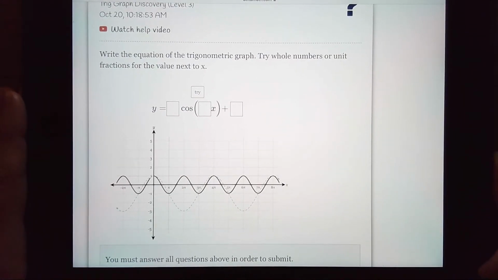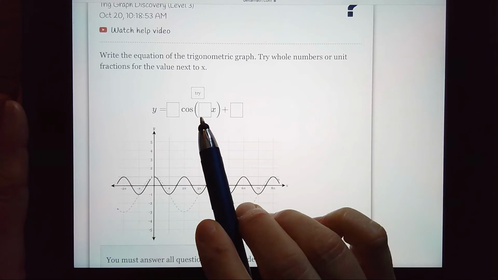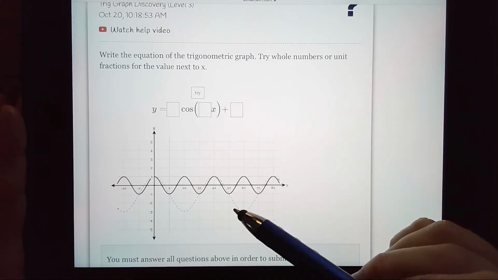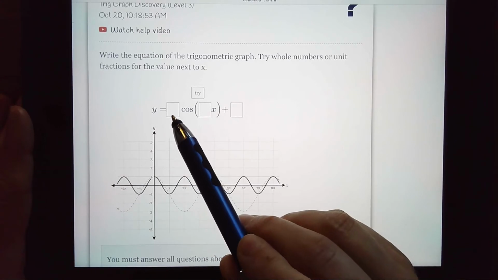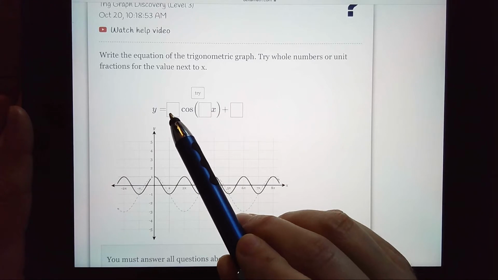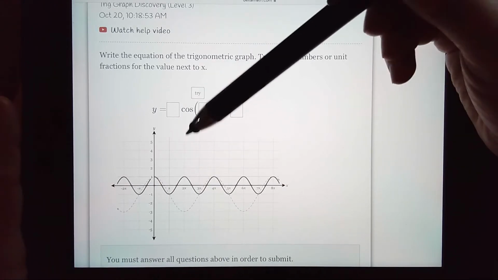So the first problem says, write the equation of the trig graph, try whole numbers or unit fractions for the value next to x. So far we've talked about changing the midline, which shifts the function up or down. That's your k value on the end. And we've talked about a vertical stretch, which changes the amplitude. That's your a in front. And we've talked about if you put a negative there, it reflects it over the x-axis or over its midline.